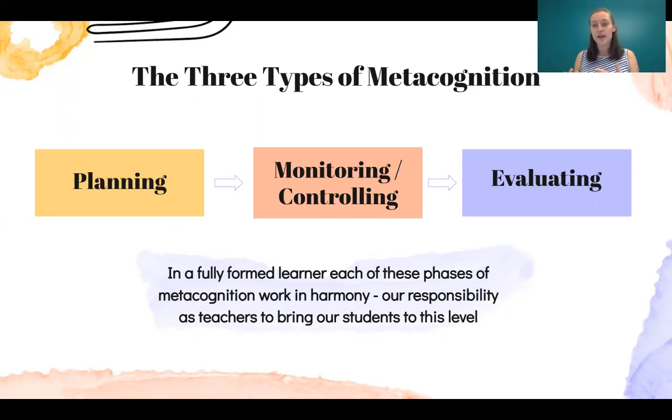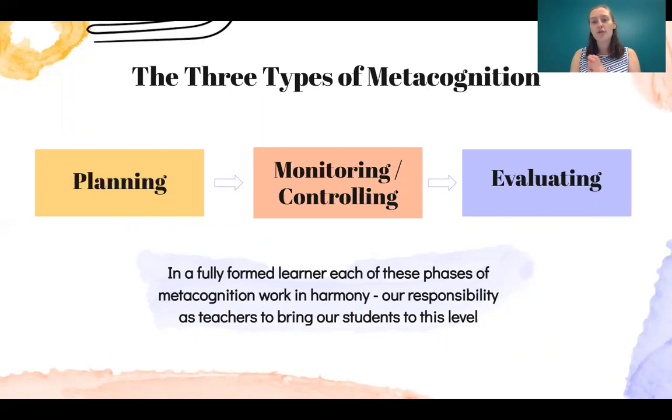And then there's the evaluation process. So this is after you've completed the activity, you have finished writing the paper, or you have solved the math problem. And the student begins to reflect and look back on the process. They might ask themselves, did I do this correctly? Was this easy for me? Do I have any questions about what I've just done? It's this moment to be self-reflective and to self-evaluate on what has just happened.